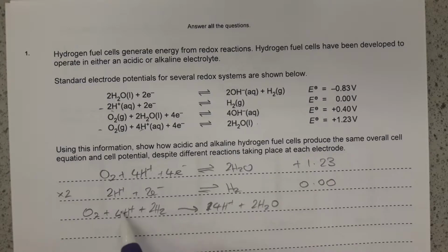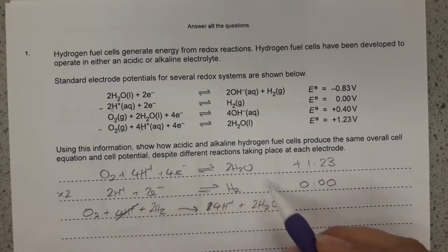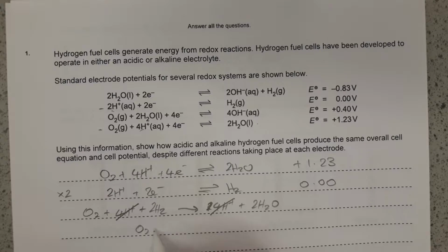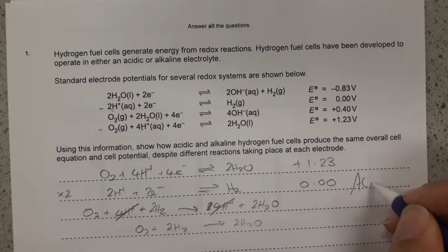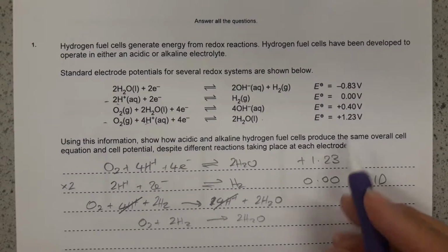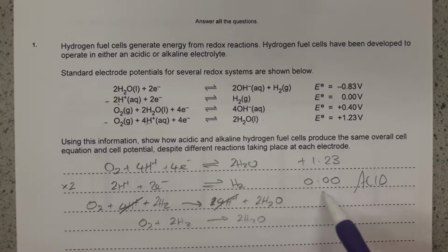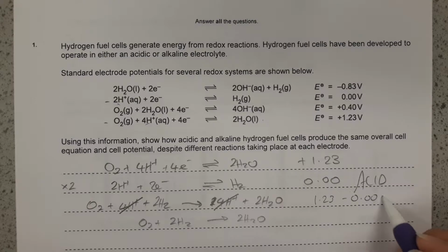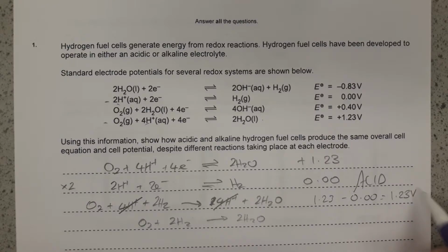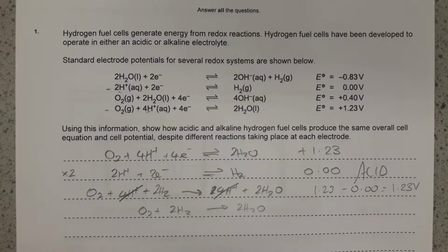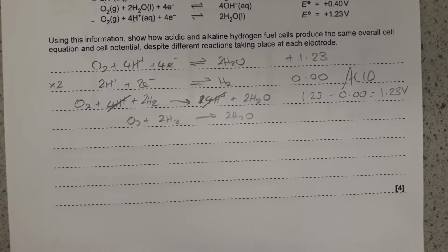Okay, now we can cancel this down. We've got H pluses on both sides of the equation, so they will cancel out, leaving us with O2 plus 2H2 giving us 2H2O. So this is our acid fuel cell. And from the cell potentials, your cell potential is your positive electrode take away your negative electrode. So here we've got 1.23 minus 0.00, which makes 1.23 volts as our cell potential for the acid fuel cell.